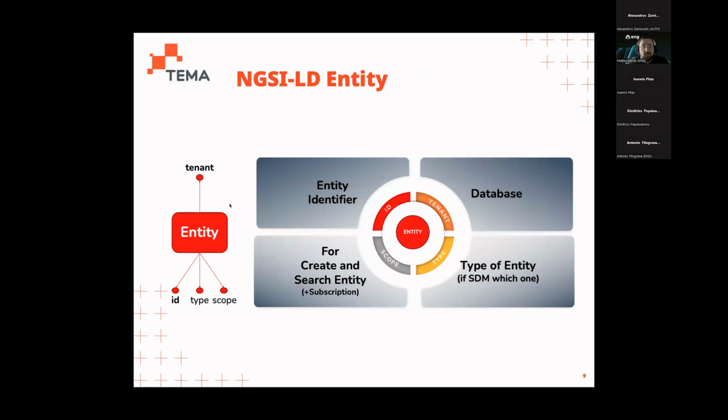So now NGSI-LD is based on the entity concept. The entity is composed of an ID, as we said before. The entity must have an ID, and the ID must be a URL. Then we have the type, that is the type of the entity, the scope, and the tenant. We will see now the meaning of each of these attributes, let's say, of the entity.